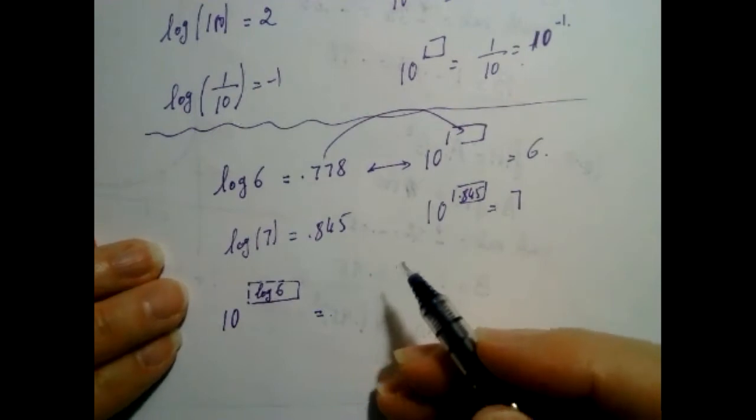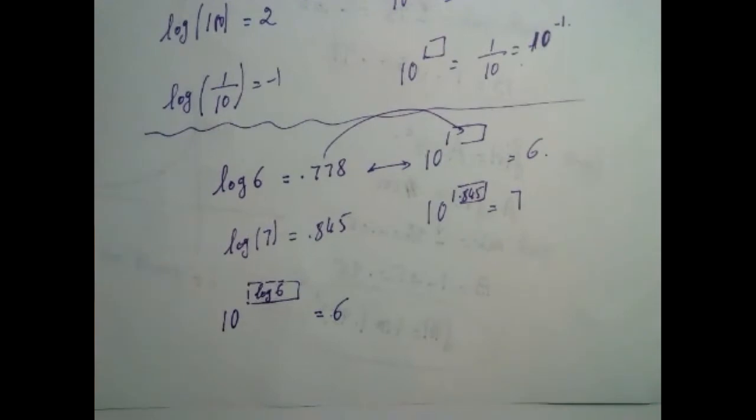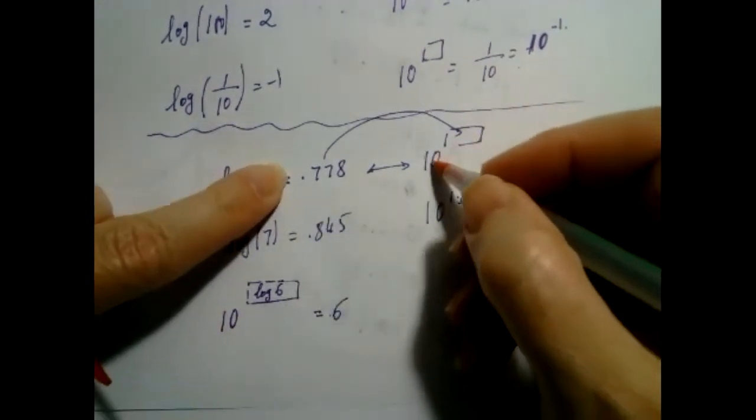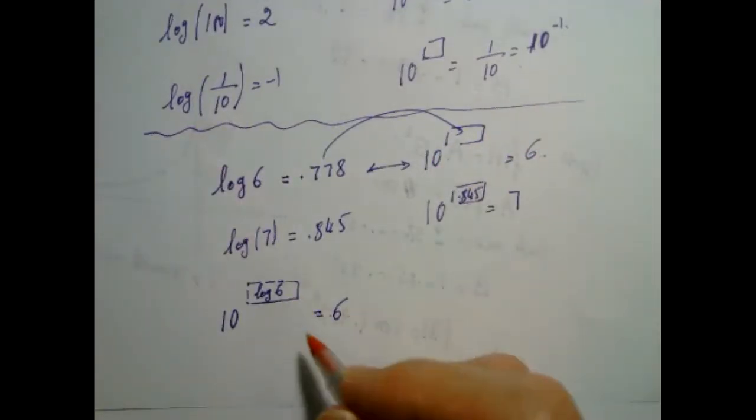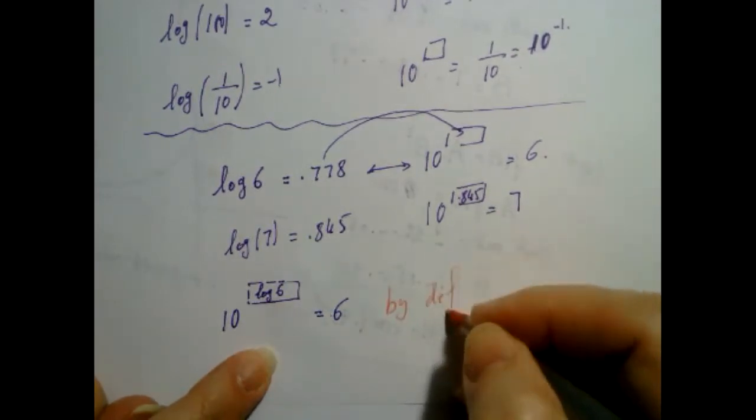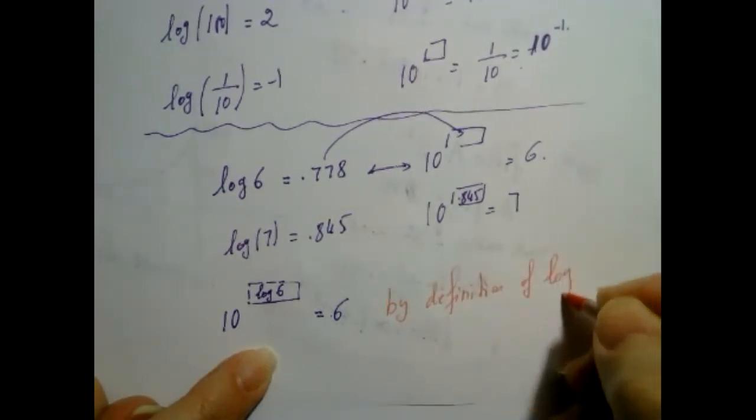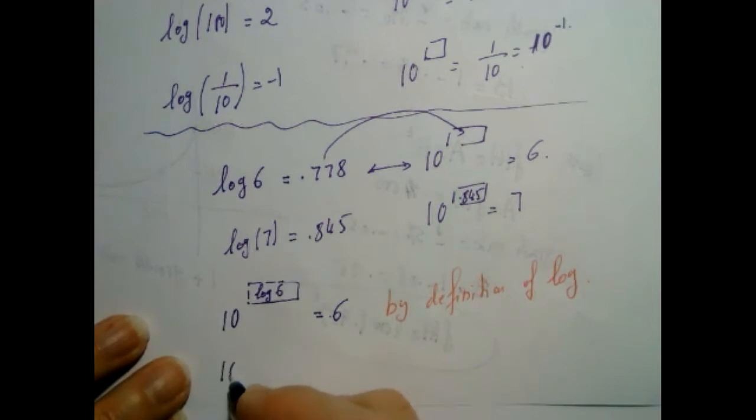Is this person correct? It's actually 6. Why is it 6? Because that's really the definition. What's the log of 6? The log of 6 by definition is the power of 10 which gives me 6 back. So 10 to the log of 6 is equal to 6. That's how it is defined. So based on that, I can also say 10 to the log of 7 is 7.